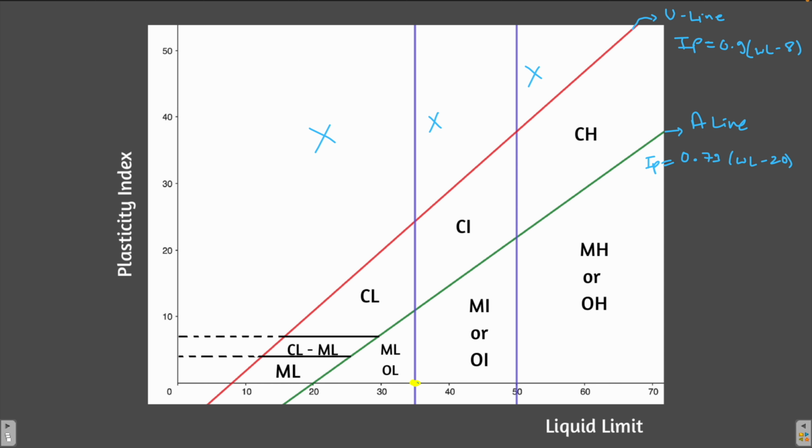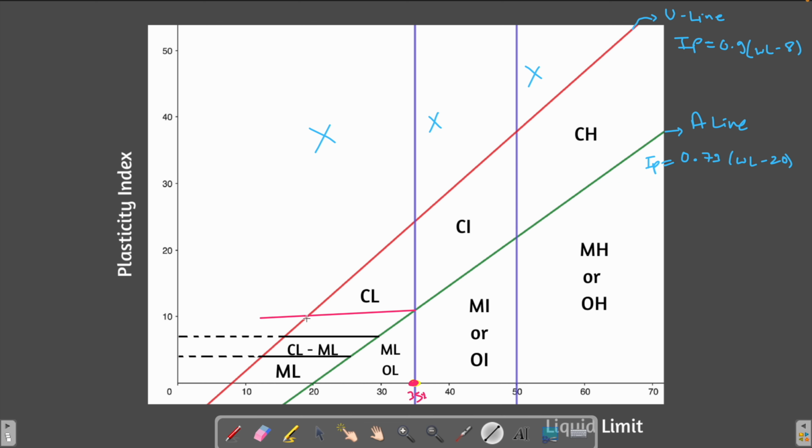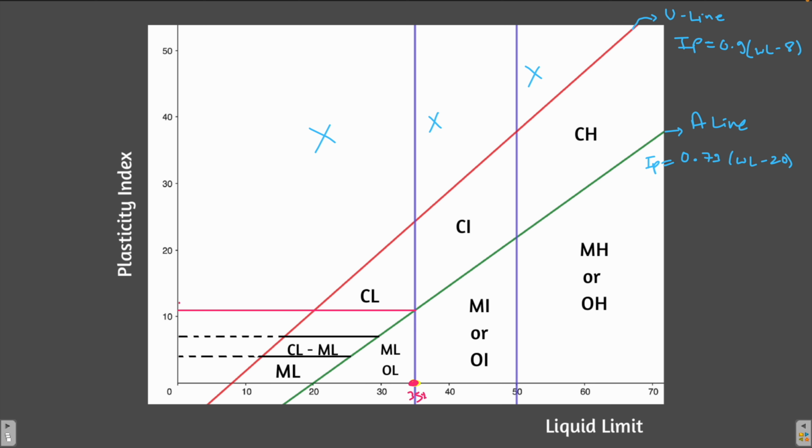Now we have to identify whether our soil lies above the A line or below the A line. At exactly 35%, what is the Y coordinate? We have to find that out first. So what is our next task? We have to find out, at exactly 35%, what is this IP? What is the value of IP? Then only we can find whether our soil lies above the A line or below the A line.